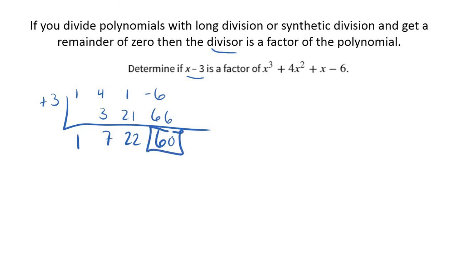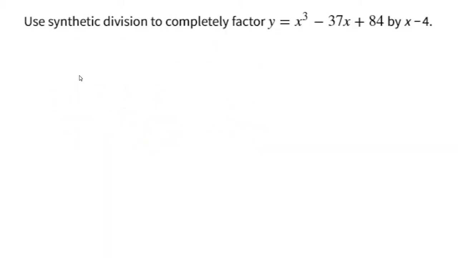Well, is that a factor? No, I got a remainder 60. Okay, I'd have to get remainder 0 for it to be a factor. So this is a big no there. Okay, that's how you check. If you get remainder 0, it's a factor. If you get a number here, it is not.